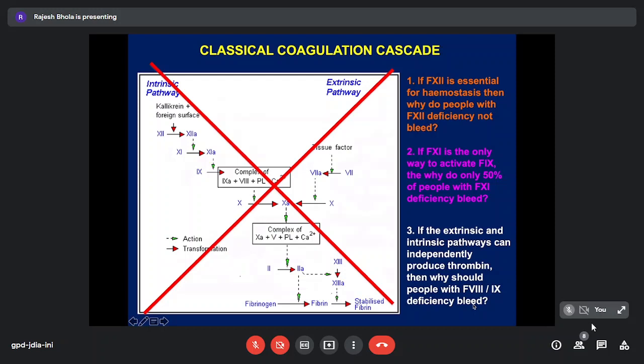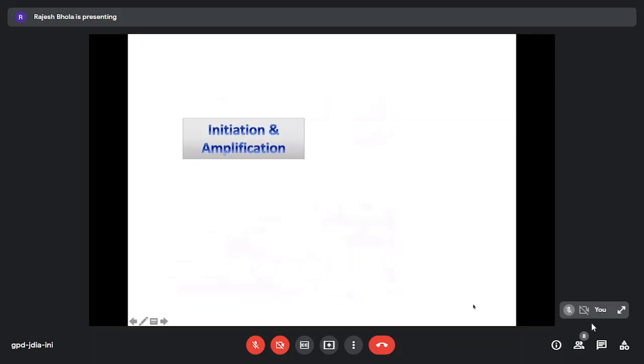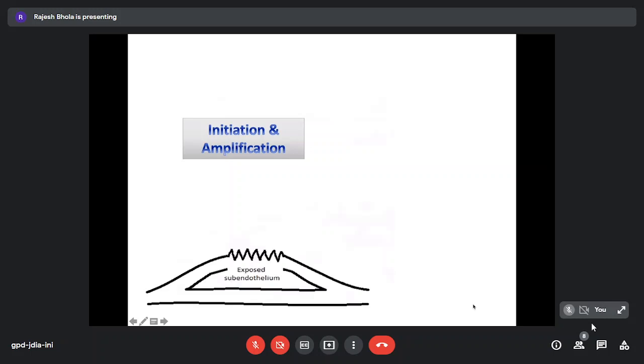So it is only reflective of what is happening in vitro, not in vivo, not inside the body. So that's the reason a cell-based model of hemostasis has been proposed. And this model has three phases. First is initiation and amplification. So what is initiation and amplification?